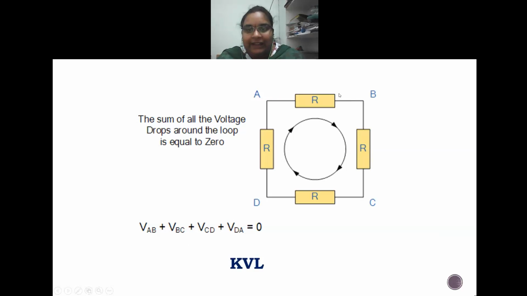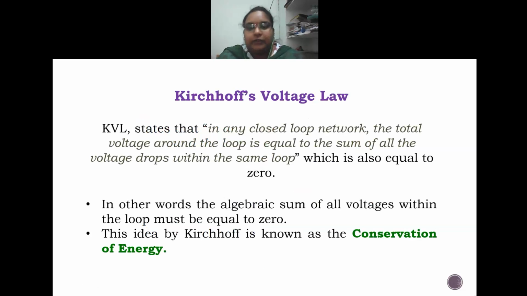So, if you are adding up all these voltage drops, that should be equal to 0. If there is a source in place of a resistor, that source's voltage rise will be equal to the voltage drops of the remaining elements in that particular loop. Okay, that is the KVL, Kirchhoff's voltage law.